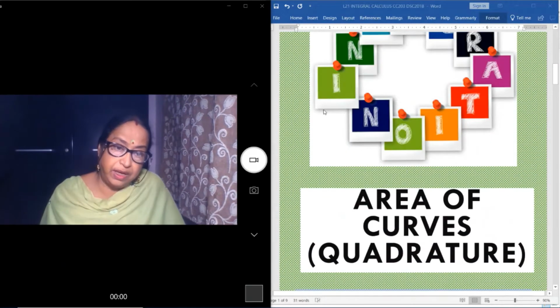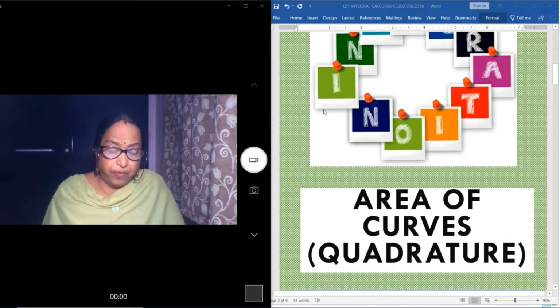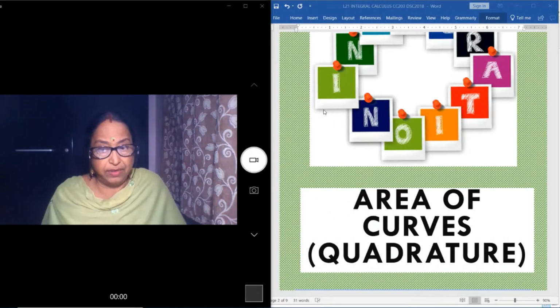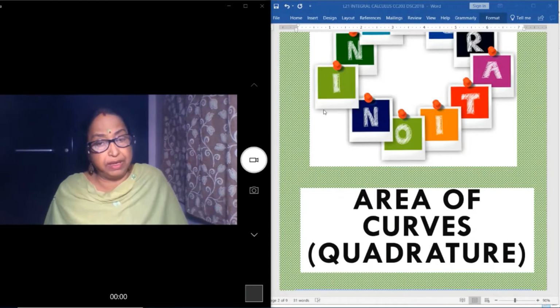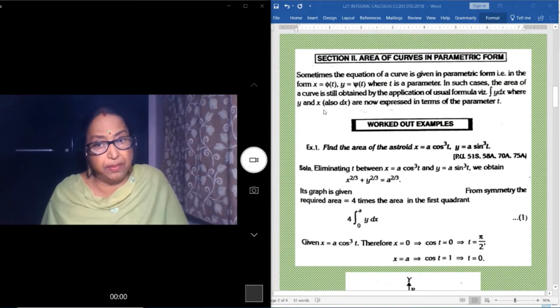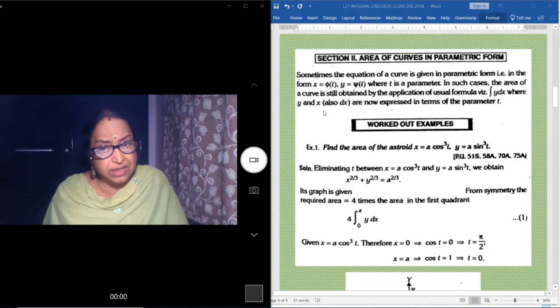Today we will discuss the area of curves for parametric curves. At first we will deal with parametric curves, that is, when the parameter has only one value, that is t or theta or something.